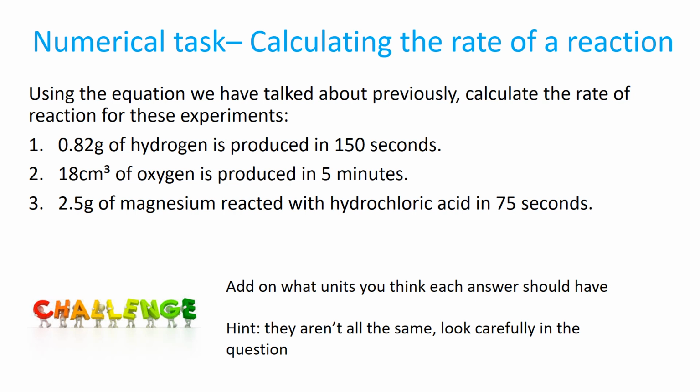Just use those numbers. I'm going to give you a hint. All you need to do is use those numbers. It's the amount of product produced or amount of reactant used divided by the time taken for that to happen. So just divide the first number by the second, basically.